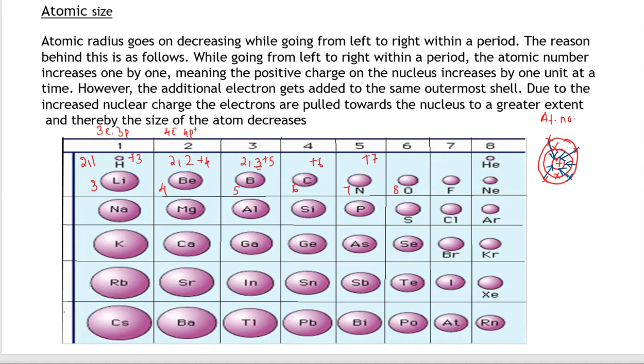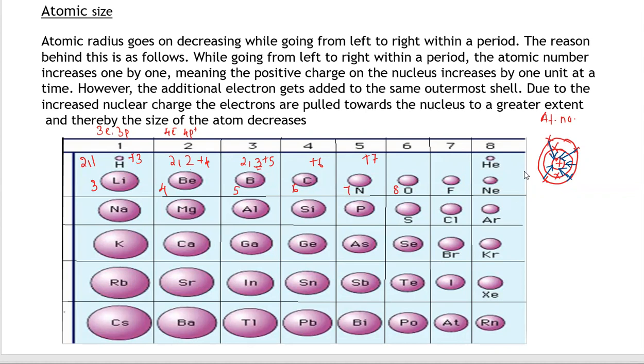Look at the figure, you can see as we move from left to right, size goes on decreasing. Is that clear? What is the reason behind this? Because as we move from left to right, the nuclear charge increases by 1 unit. That is, the positive charge on the nucleus increases by 1 unit. But electrons are adding to the same outermost shell. Due to the increased nuclear pull, the size of the atom will decrease.